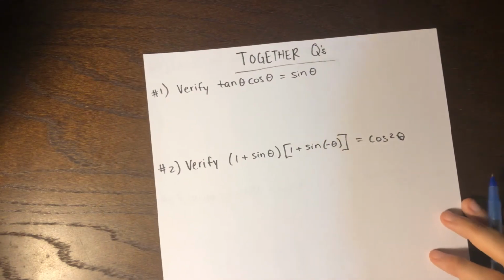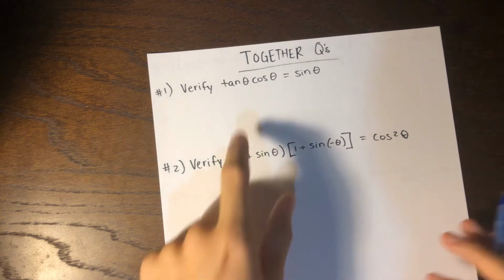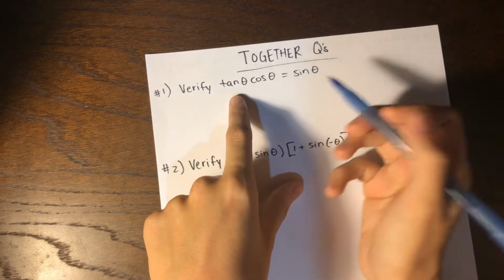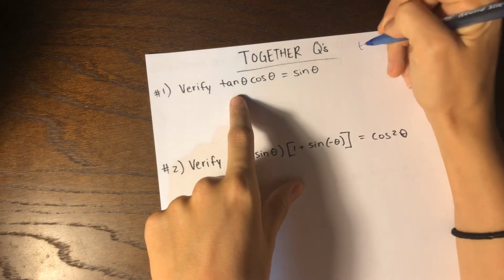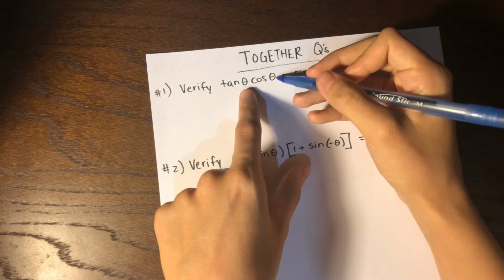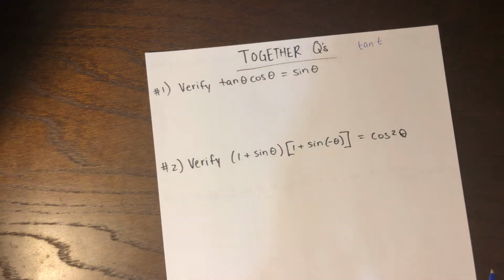Okay, so the first thing we need to do is verify that tangent theta times cosine theta is equal to sine theta. This variable right here, theta, is a Greek letter we use to represent the measurement of an angle, whether it's in radians or degrees, which is the same thing as before when we had tangent of t. So we need to prove, verify that.